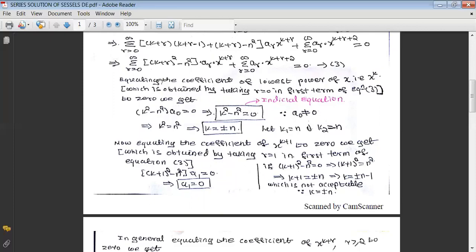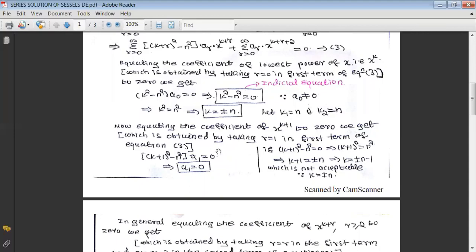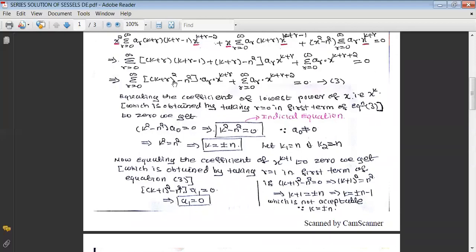First, we have equated the coefficient of the lowest power of x. Now we have to equate the coefficient of other powers of x to 0. After x raised to k, the next power of x is x raised to k plus 1. That is, now equating the coefficient of x raised to k plus 1 to 0. Now once you look at these two terms in equation 3, we can get x raised to k plus 1 only from the first term, because if you take r equal to 1 here, it will give x raised to k plus 3. Therefore x raised to k plus 1 is obtained only with the first term of equation 3.